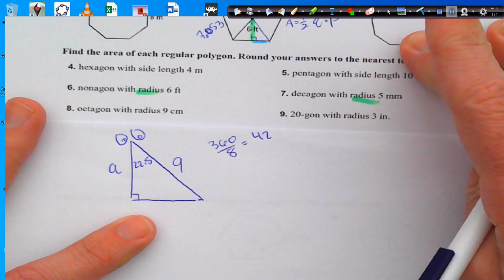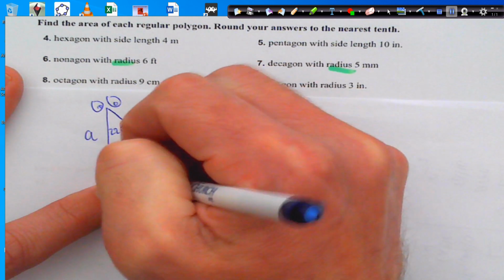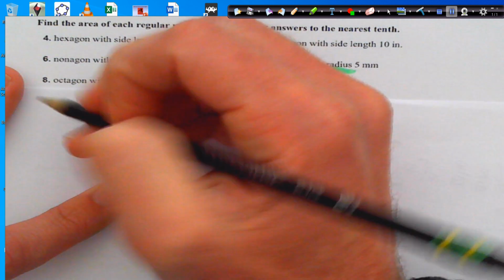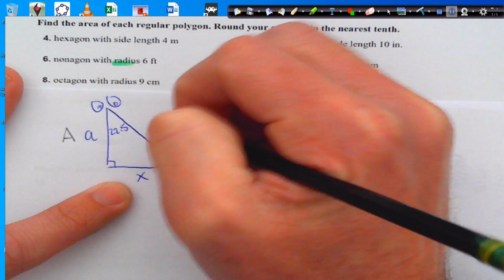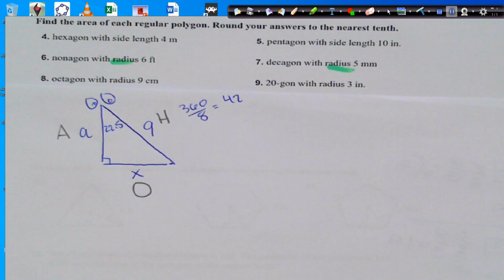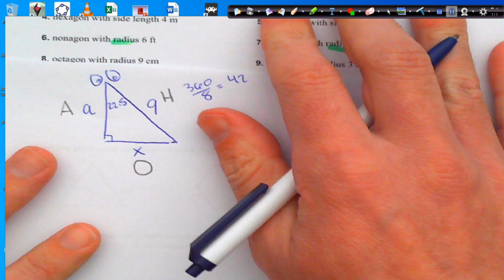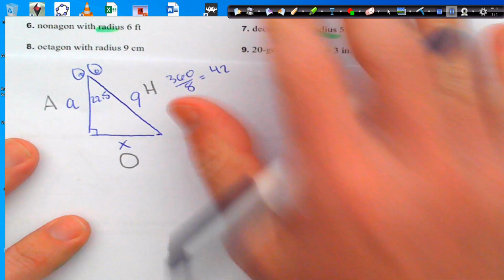Yeah, next one will be easier. And then x right there. So we have adjacent, hypotenuse, and this is opposite. Okay, so you're going to notice we're going to do the same thing again, just slightly changing up the values. So this is really good practice on these tough ones.